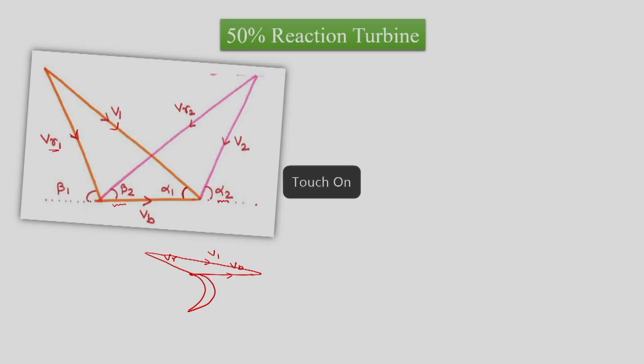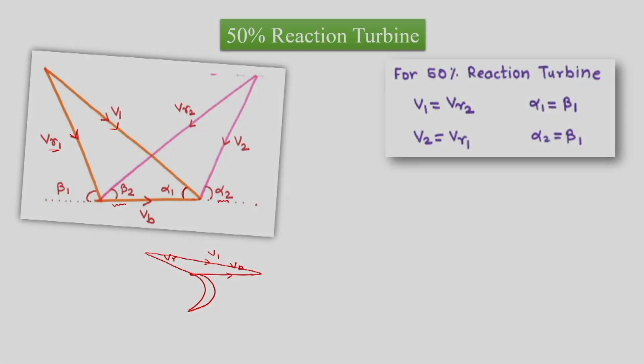We will take a few things for granted for the 50% reaction turbine. In the case of a 50% reaction turbine, V1 is equal to VR2, and V2 is equal to VR1. This leads to alpha 1 equal to beta 2 and beta 1 equal to alpha 2. So this is the takeaway for the special case of the 50% reaction turbine.